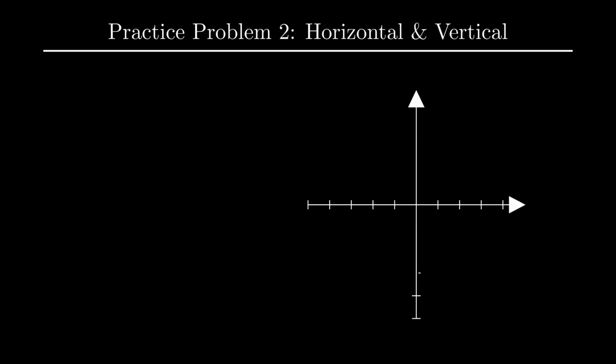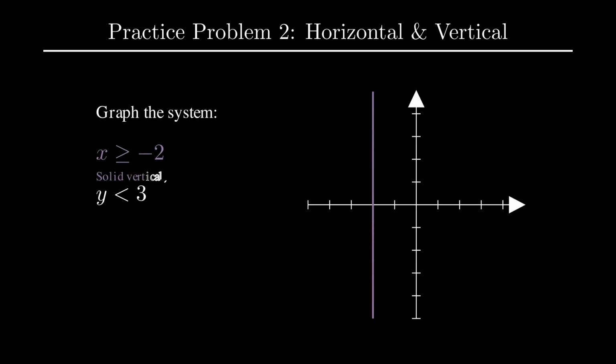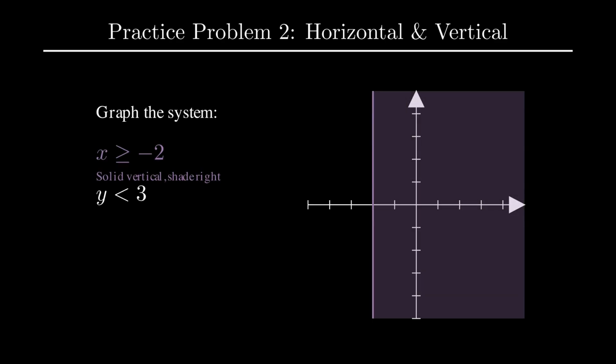Let's look at a special type of system you'll definitely see on assignments, horizontal and vertical inequalities. We want to graph x is greater than or equal to negative 2 and y is less than 3. Whenever an inequality only has an x, it forms a vertical line. Because it's greater than or equal to, we draw a solid line right at negative 2 and shade everything to the right, where the x values are larger.